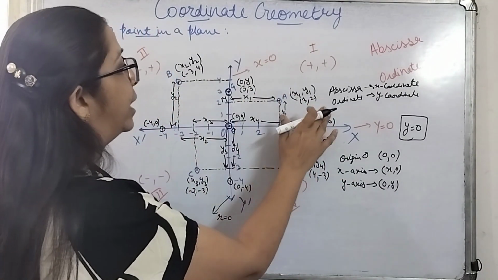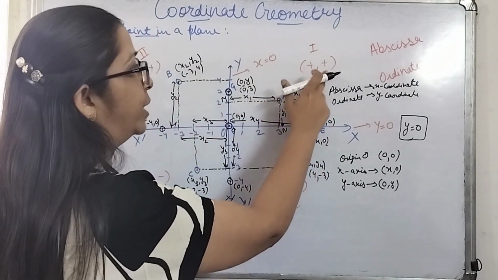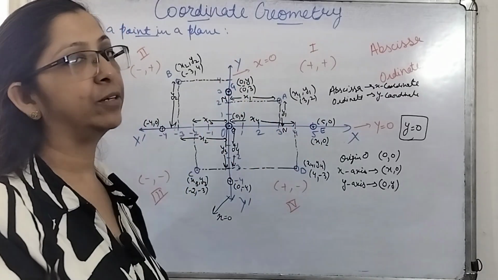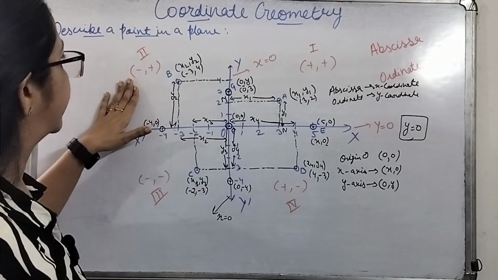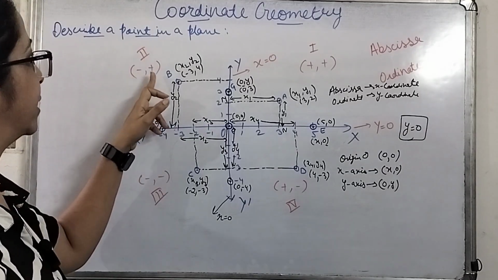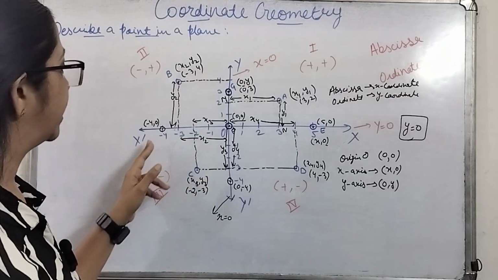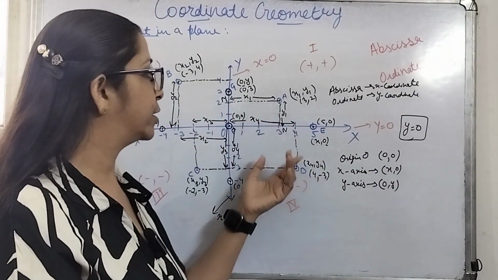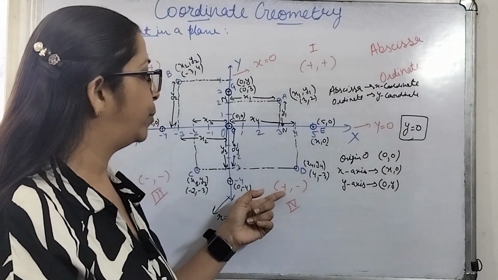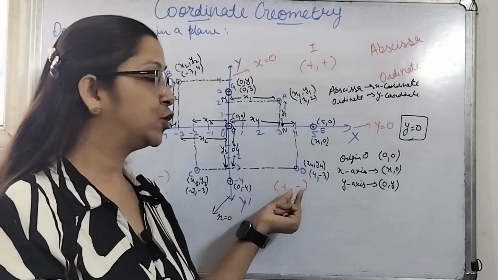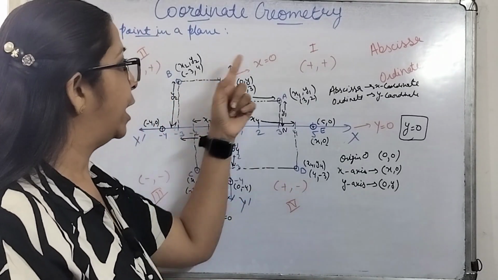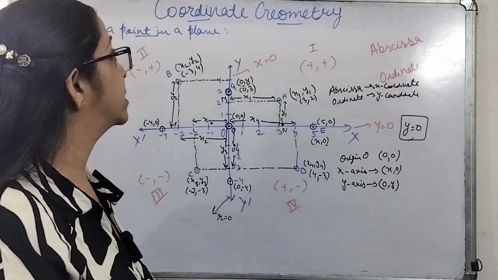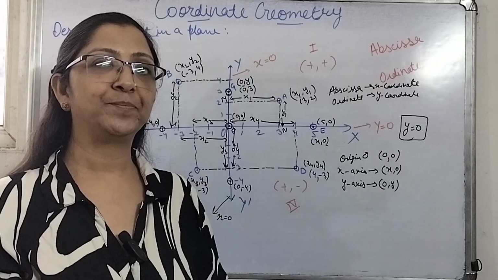The points which lie in the first quadrant will be of the form plus, plus, because they are enclosed between the positive x-axis and the positive y-axis. The points which lie in the second quadrant will be of the form minus, plus. The points which lie in the third quadrant will be of the form minus, minus, and the points which lie in the fourth quadrant will be of the form plus, minus, where the plus sign shows any positive real number and the minus sign shows any negative real number. Hope it is clear how to describe a point in any plane.